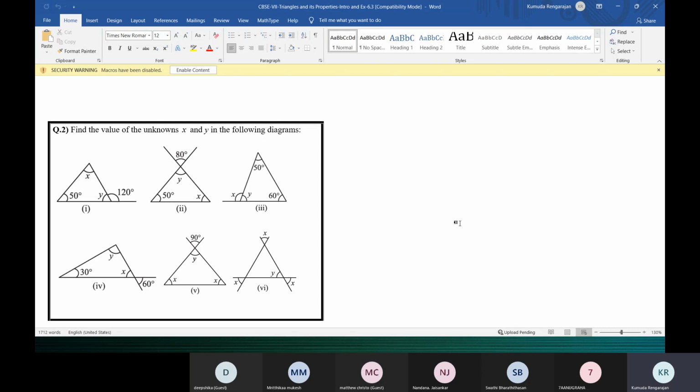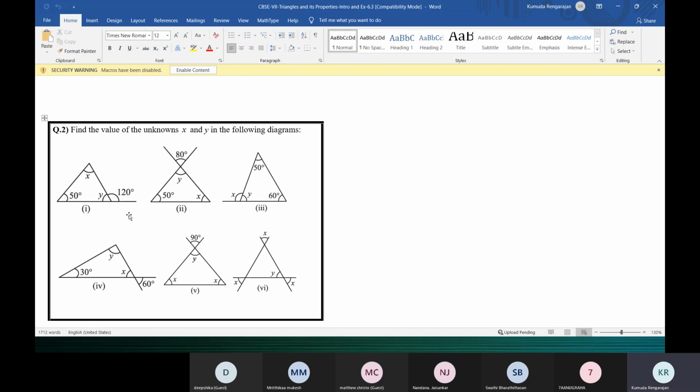Now to find y, y plus 120 is equal to 180 because of the linear pair. So y is equal to 180 minus 120. y is equal to 60 degrees.